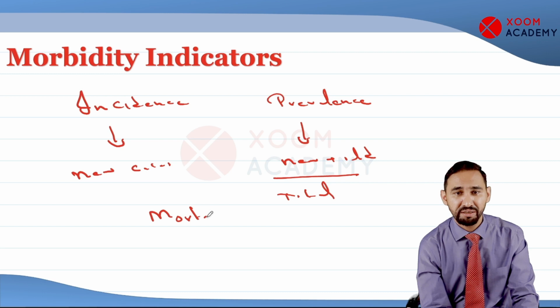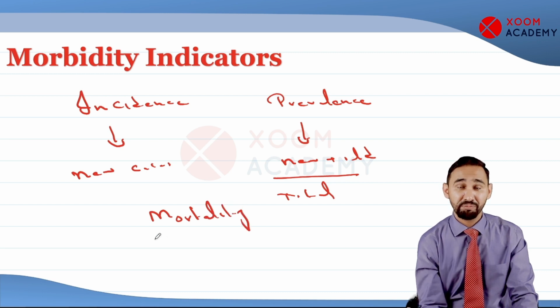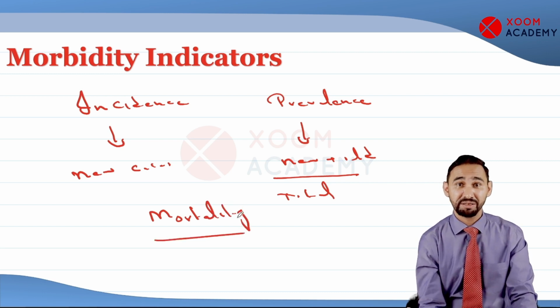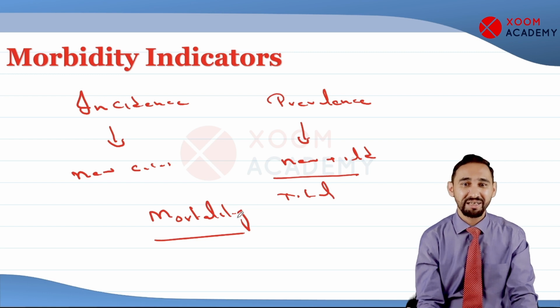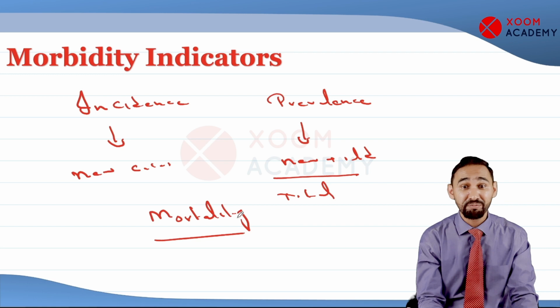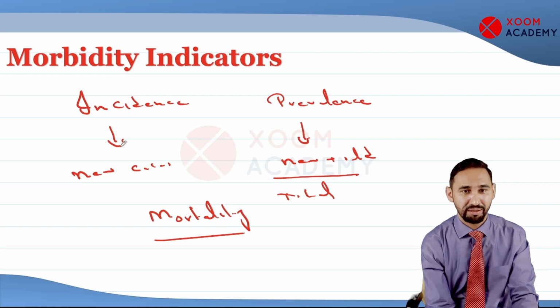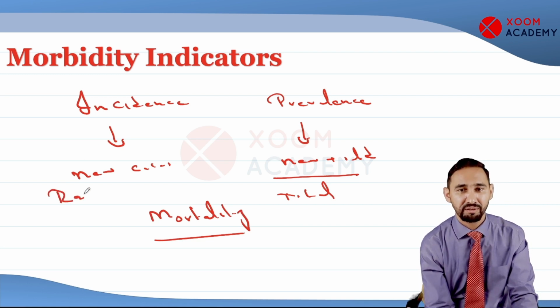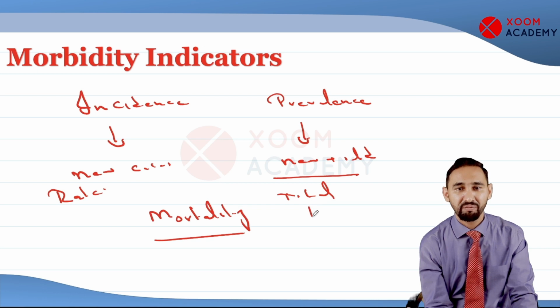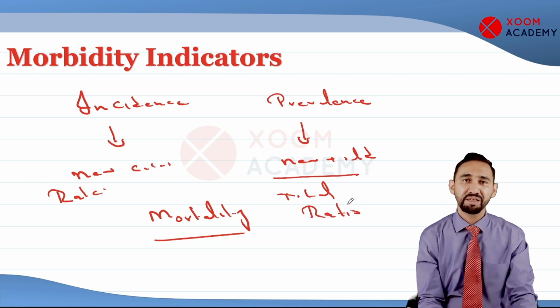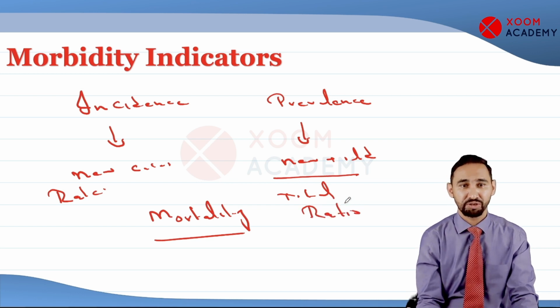If mortality is greater, then prevalence may decrease. But if mortality is less, prevalence will also increase with incidence. Incidence is rate and prevalence is ratio. This is a common MCQ question. What is incidence and what is prevalence? Your answer should be incidence is rate and prevalence is ratio.